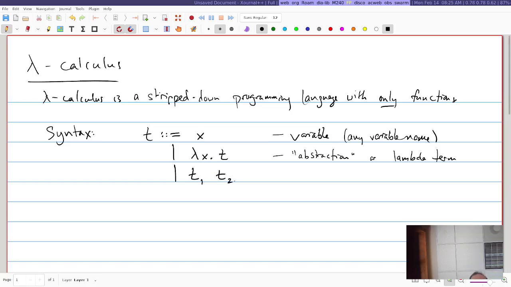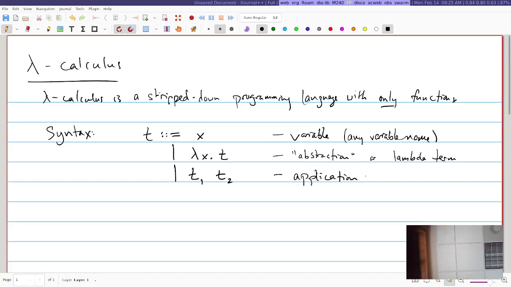I'll put T1, T2. So it can just be two terms next to each other. And I put the 1 and 2 just to emphasize they can be different, right? They don't have to be like the same term. But ultimately, it's again just recursive, like it's just two terms. So this is application.